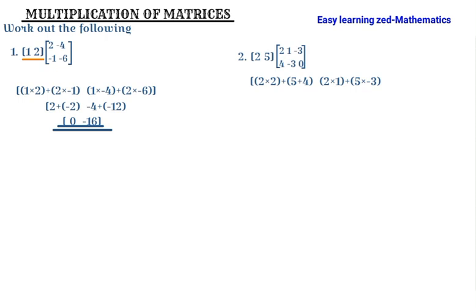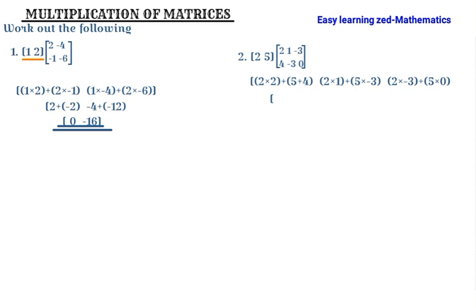Then we go to the third column. So the entire matrix will be multiplied by the elements in the third column. So we're going to have 2 multiplied by -3, then plus 5 multiplied by 0.